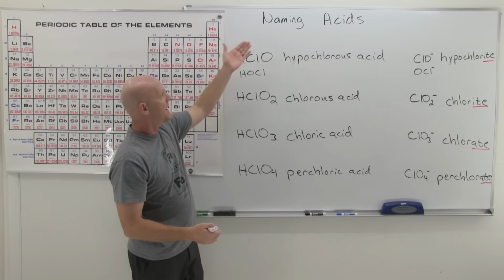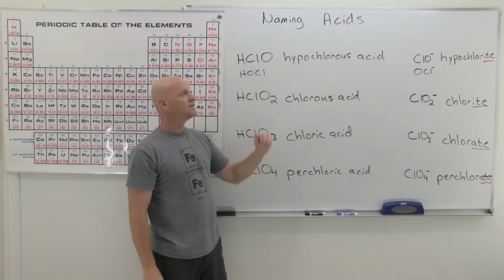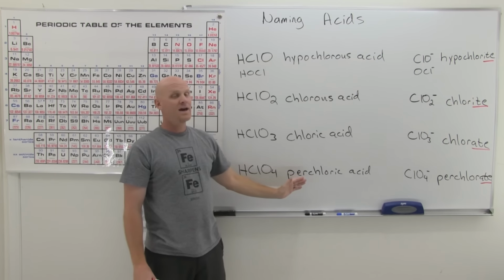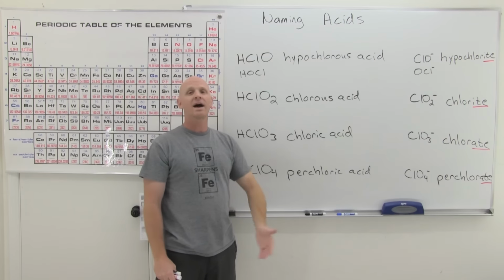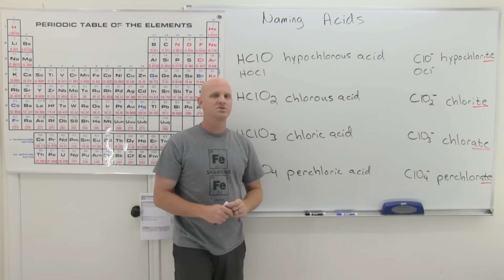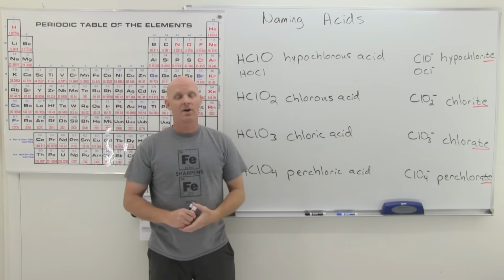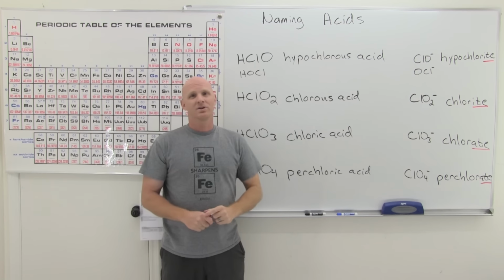So you'd have hypobromous acid, bromic acid, perbromic acid, and you'd have hypoiodous acid, iodic acid, and periodic acid. And oddly enough, if you actually write out periodic acid, it's spelled exactly the same way as periodic. There's your chemistry trivia for the day. But that concludes us naming our acids here. We did binary, we did oxy, and you pretty much just got to get used to identifying these.